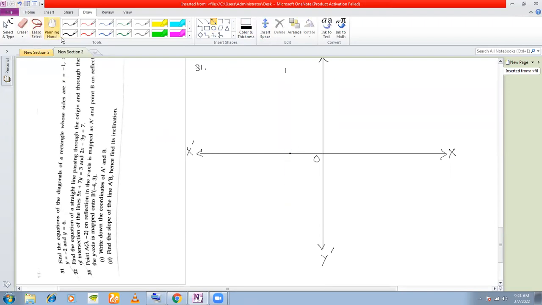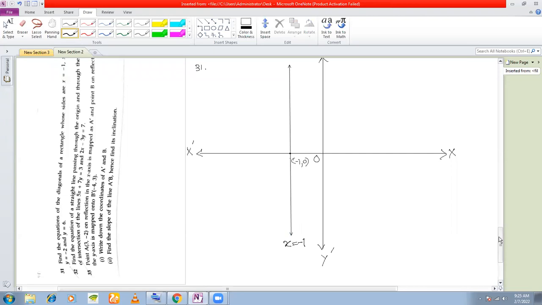passing through this point, that is (-1, 0). Because you have x is equal to -1, we'll draw a straight line which passes through this point, and because the form of the equation is x is equal to a, it must be parallel to the y-axis. So this is your straight line. This is one side of the rectangle, x is equal to -1.